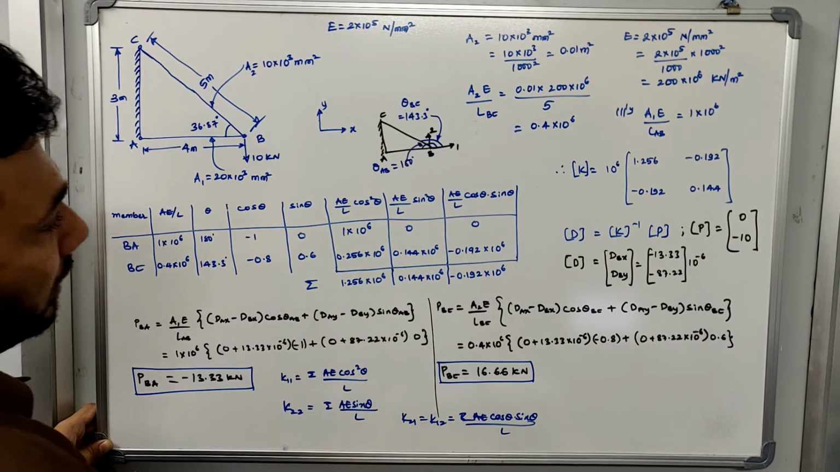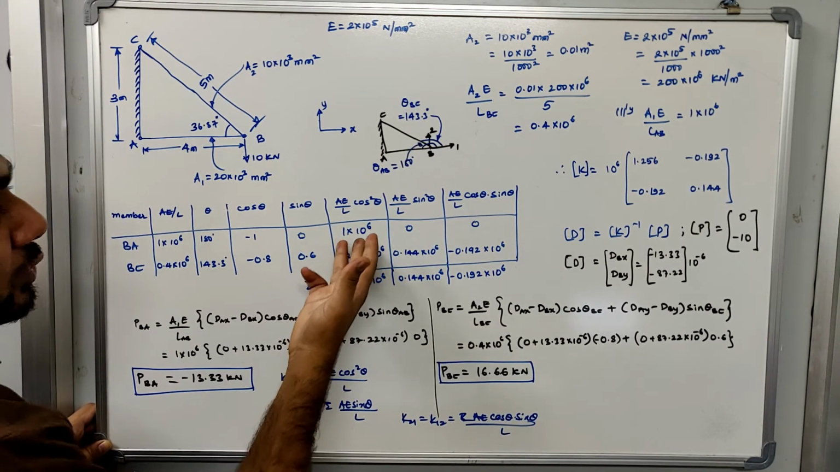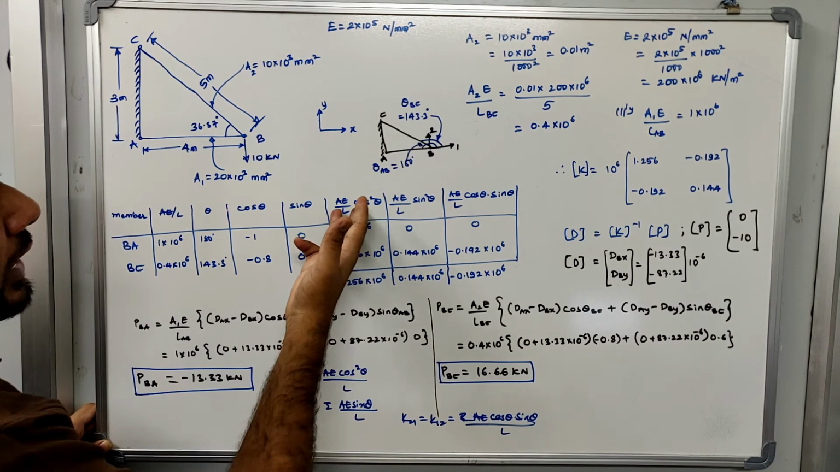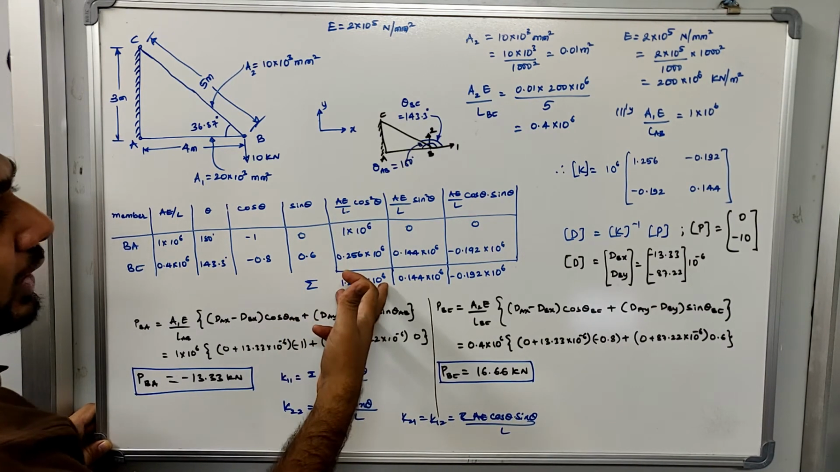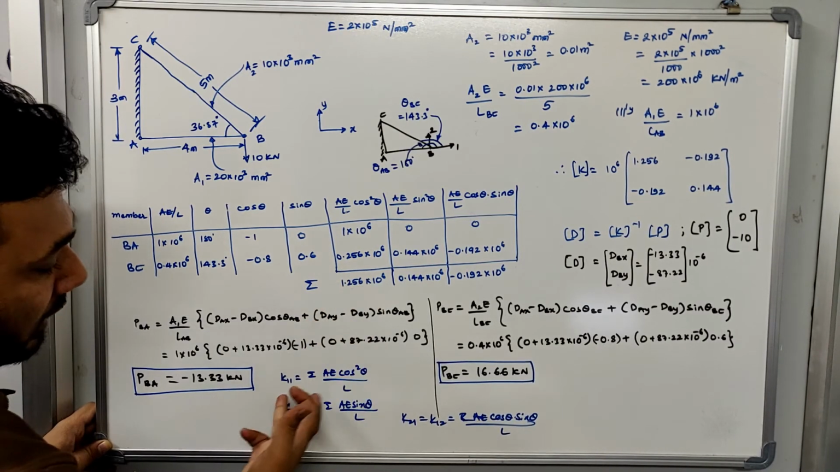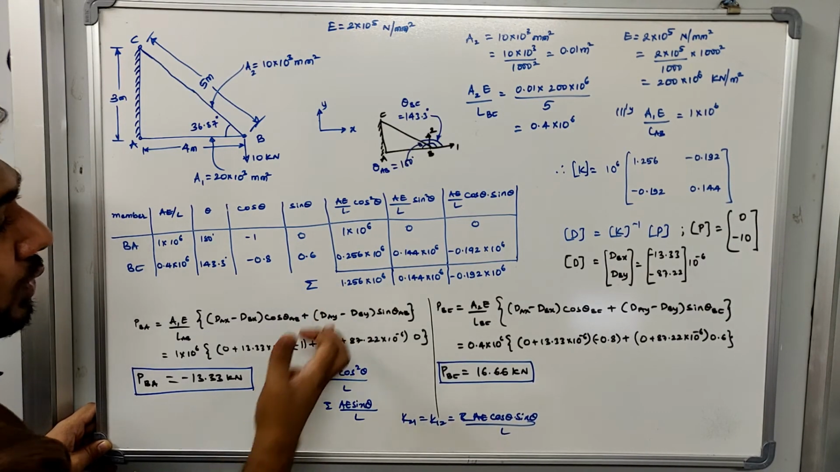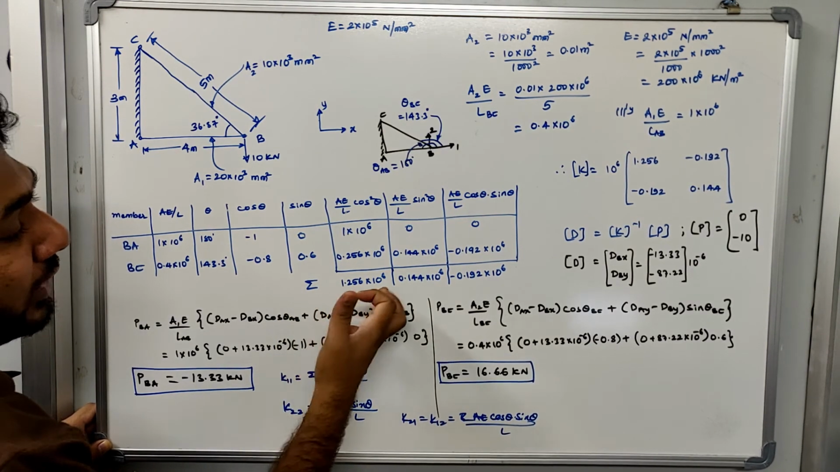Once you solve the values, we take the sum of these two values. The sum of these two values represents the summation of AE by L into cos square theta. So the summation of AE by L into cos square theta is what? K11, right? So how much are we getting for K11? 1.256 into 10 raised to 6.